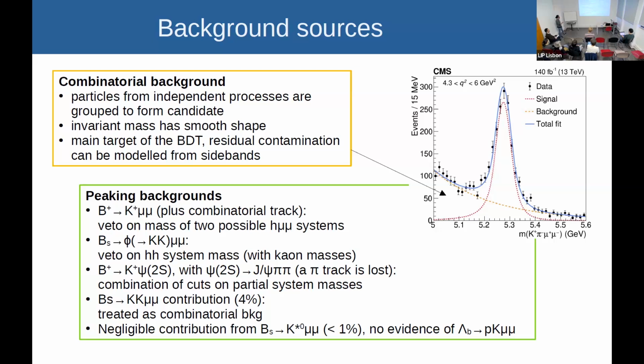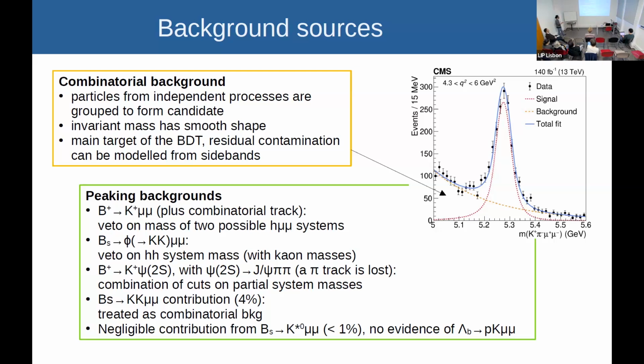Then we have this particular background where B+ decays producing a psi(2S), and the psi(2S) decays into a J/psi and a pion. So it's a cascade decay where one of the pions is lost. This is mostly polluting the left sideband, and it can be rejected by applying selection cuts on the masses of the partial systems in order to identify this decay.